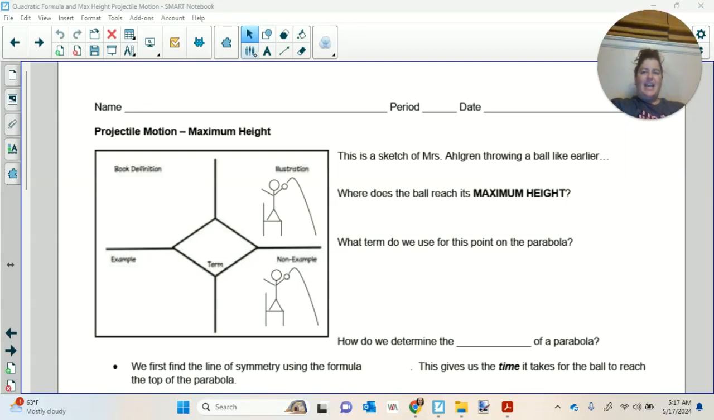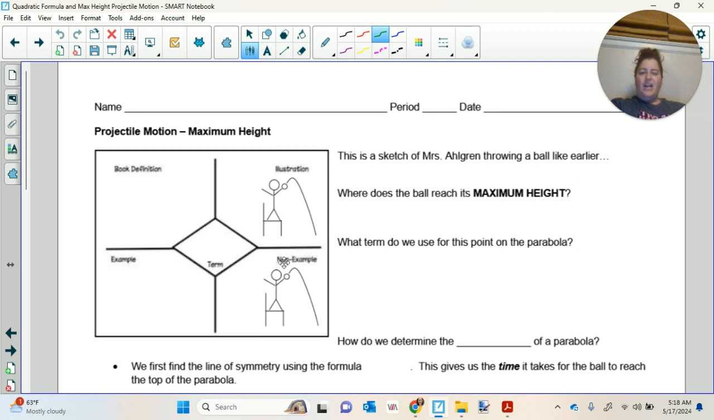Hello, today we're going to look at a different part of projectile motion. So far, we've looked at only when the ball or object will hit the ground, but that's not the only question that you might be asked. So, for example, here's a little sketch of me throwing the balls off of the chair like I did a couple days ago. And we had talked about when the ball hit the ground.